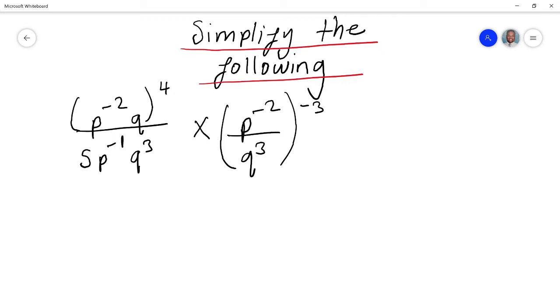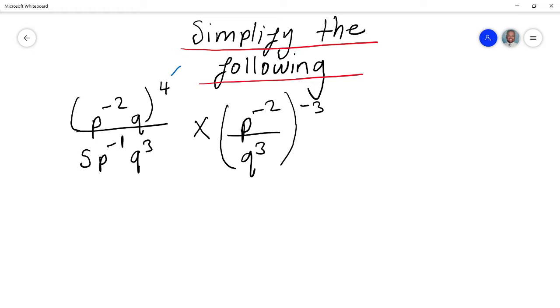Okay. Now, if you look at the first question here, I'll just read it out. p to the power negative 2 q, the whole thing to the power 4, over 5 p to the power negative 1 q cubed, times, all in brackets, p to the power negative 2 over q to the power 3, and all in brackets to the power negative 3. All right. Now, we talked about how negative indices work. We're going to be looking at how we apply these in context.